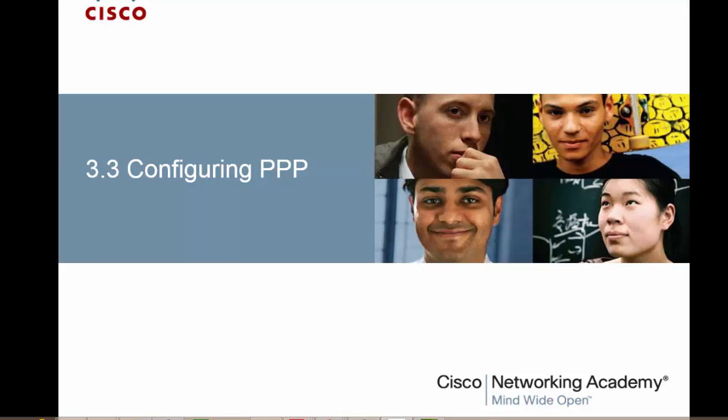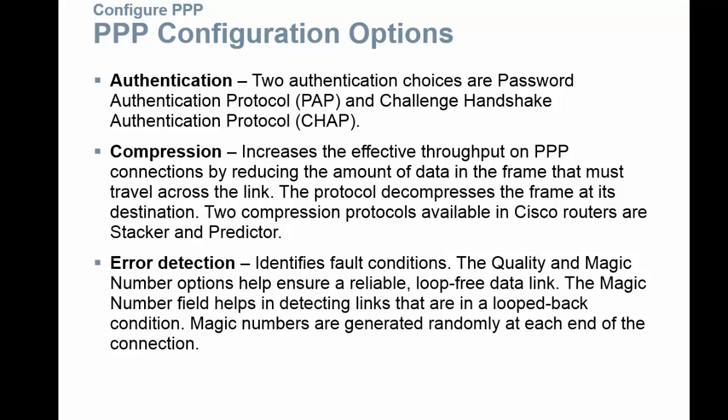So far we have talked about configurable LCP options to meet specific WAN connection requirements. PPP may also include some of the following LCP options. You have authentication. The two authentication choices are Password Authentication Protocol, which is PAP, or Challenge Handshake Authentication Protocol, or CHAP. We have compression.